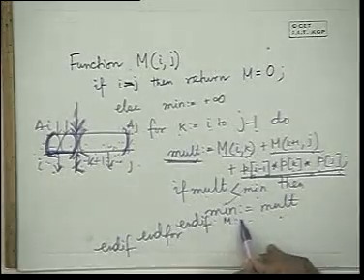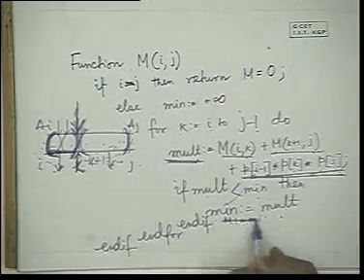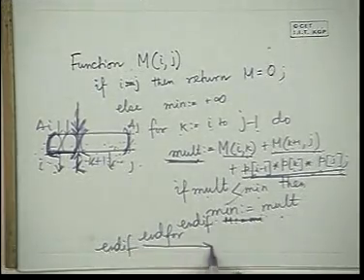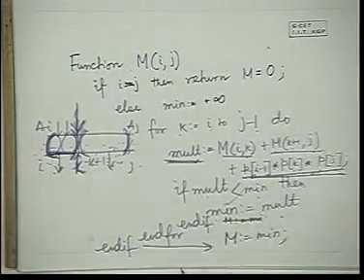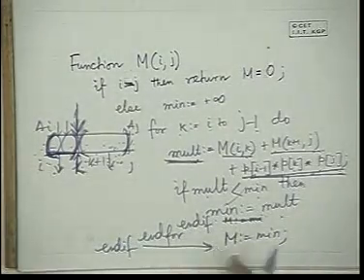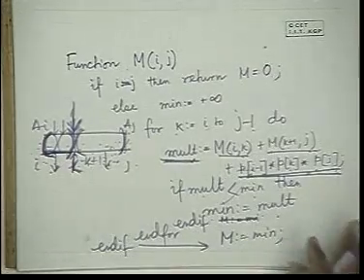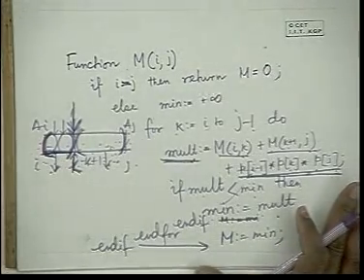Okay, and sorry, actually I forgot to return something. So basically you should return m[i][j] is equal to min. After the for loop, you should return m is equal to min. I did not return anything. Technically you have to return something. Okay, so this is the essence of the algorithm, what it is doing.